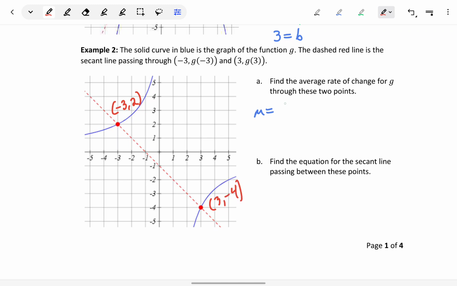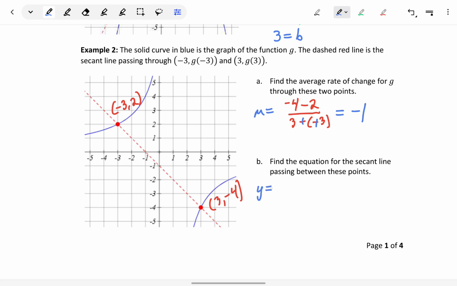If we take the difference of the y values as -4 minus 2, then we need to make sure we stick with that same order, use the corresponding x values. So our denominator will be 3 minus negative 3. We have a double negative in the denominator that will cancel out, leaving us with negative 6 over 6, or negative 1 as our slope. Again, the slope being that average rate of change.